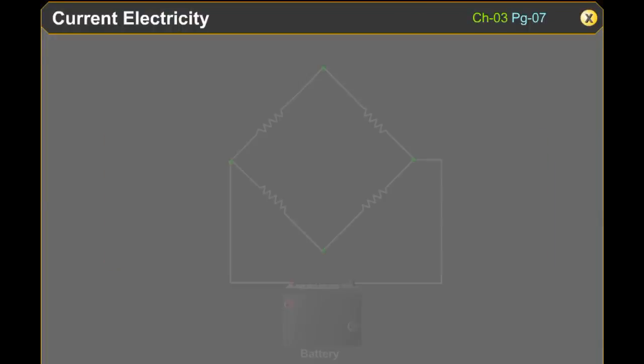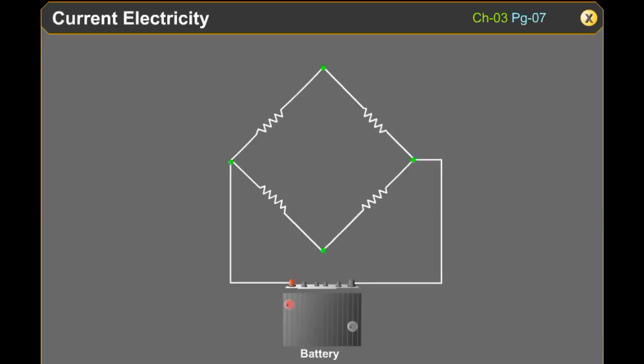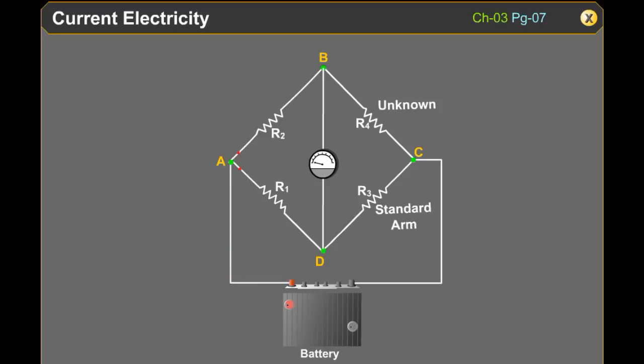Wheatstone bridge. The Wheatstone bridge is an application of Kirchhoff's rules. We assume that the cell has no internal resistance. Thus, there will be current flowing across all the resistors as well as a current Ig through G.